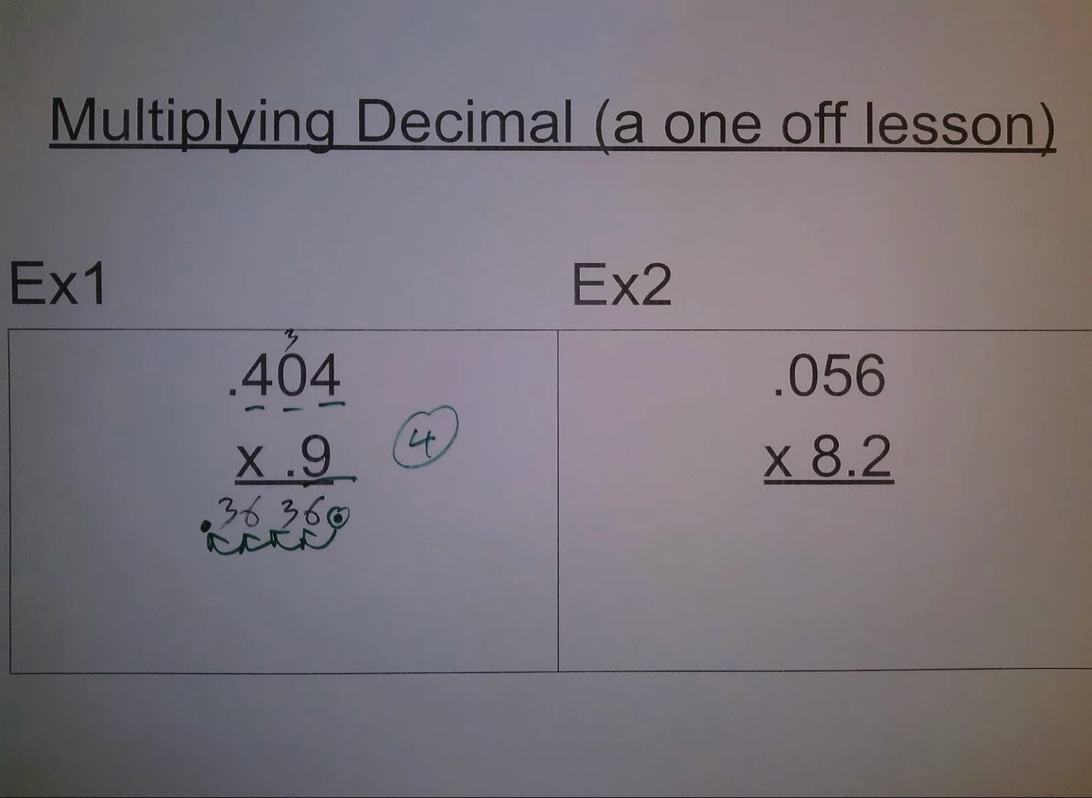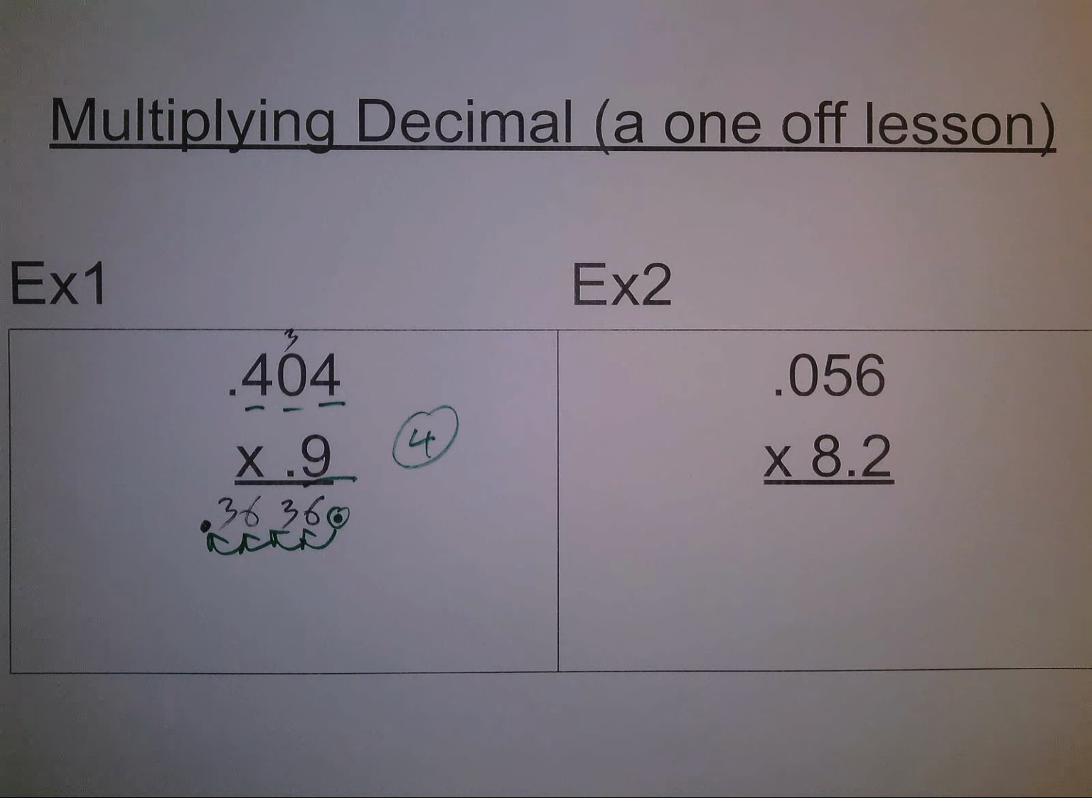So my recommendation is to pause it here, and you go ahead and try example 2, and then go ahead and unpause it, and I will go through it. So, pause it. Alright, now that you paused it, let's go ahead and I will do it so that you can see it being done. Alright, so we have 0.056 times 8.2.